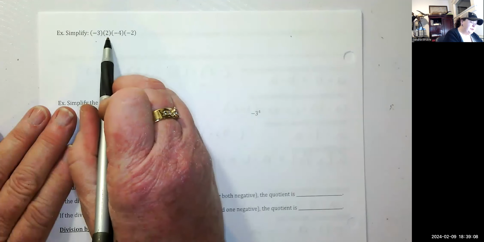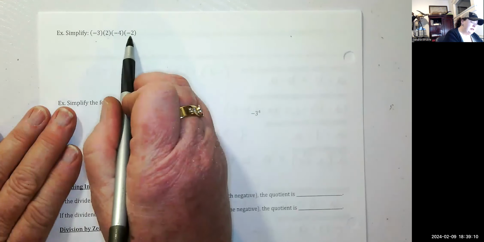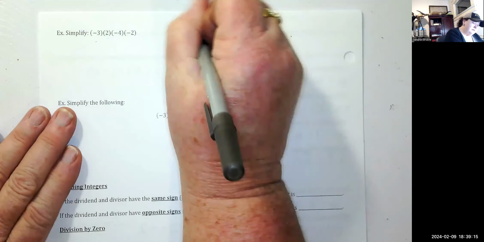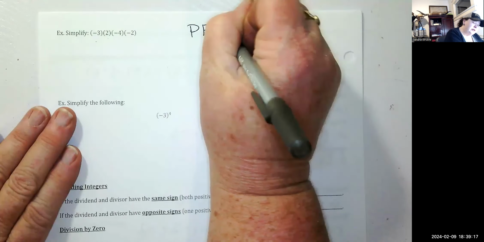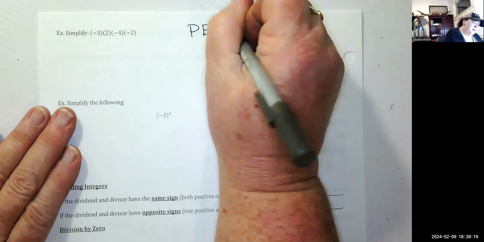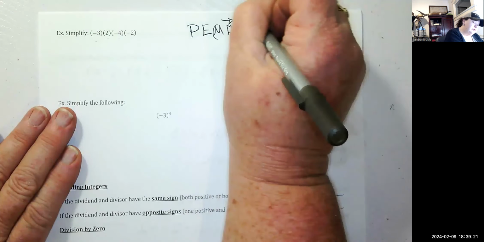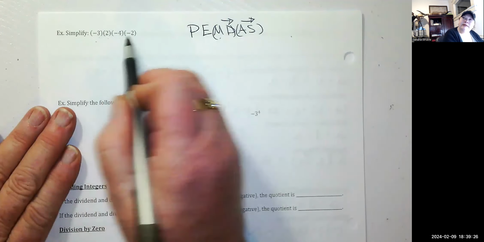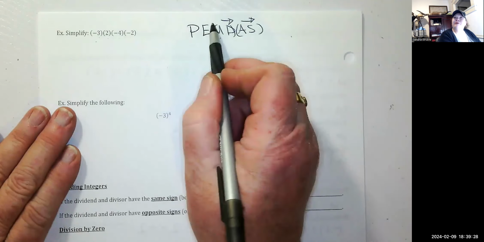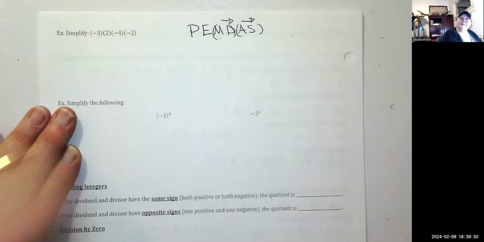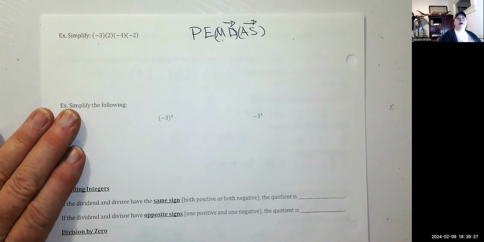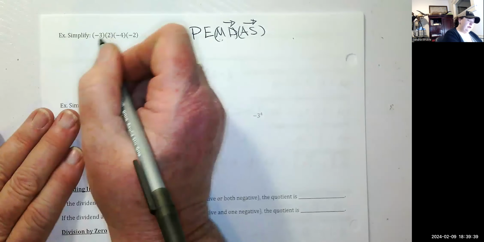-3 times 2 times -4 times -2. Okay, with PEMDAS, the order of operations, we're dealing with multiplication for every one of these. And multiplication has to be handled from left to right. So please, even if we could mix them up, which we can, just get in the habit of always working left to right for multiplication, just to save you headache later.